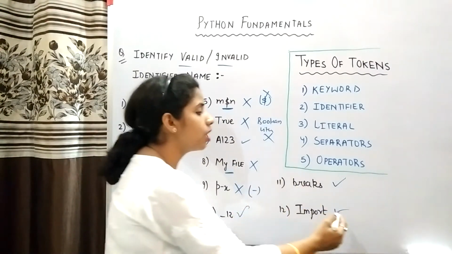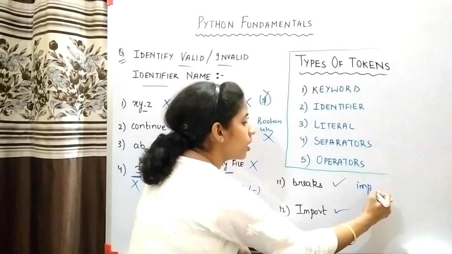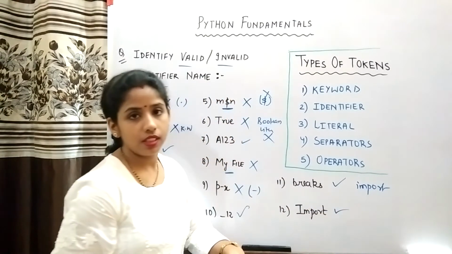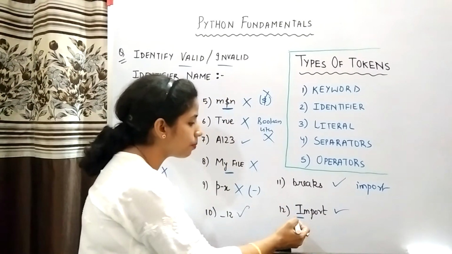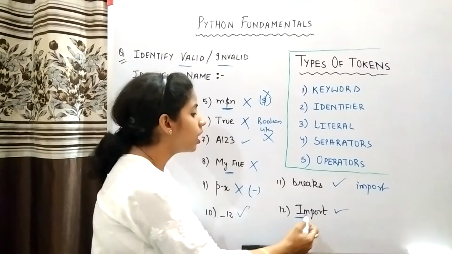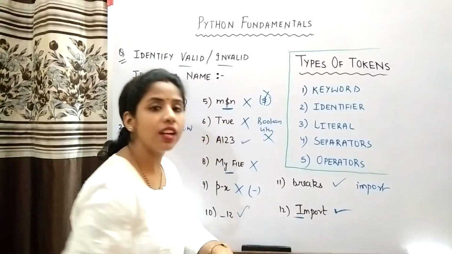Okay, then this one is also valid. Reason is import is actually a keyword, but that import is in small letters, but this one is having I capital, so this is no longer a keyword, and therefore it is valid to be an identifier.